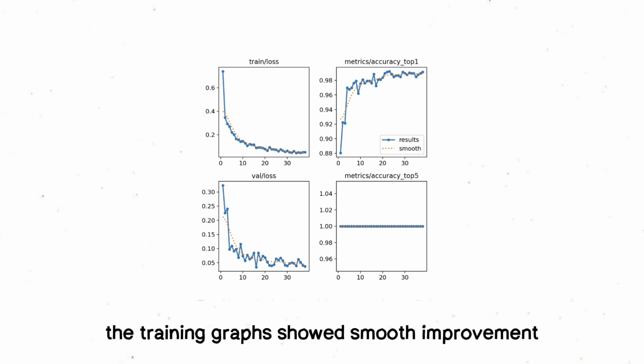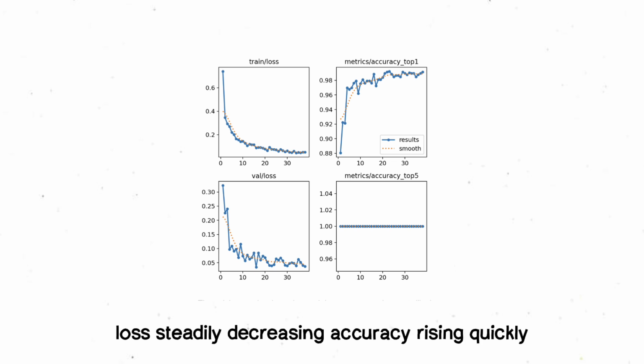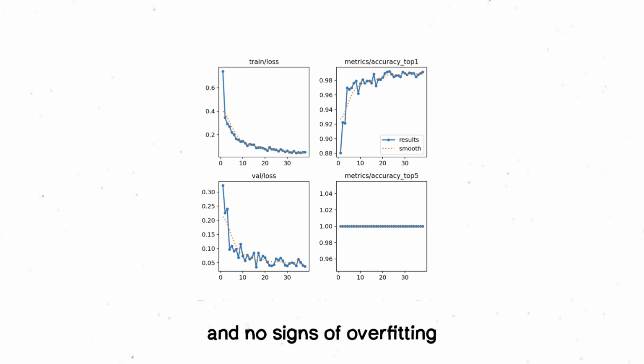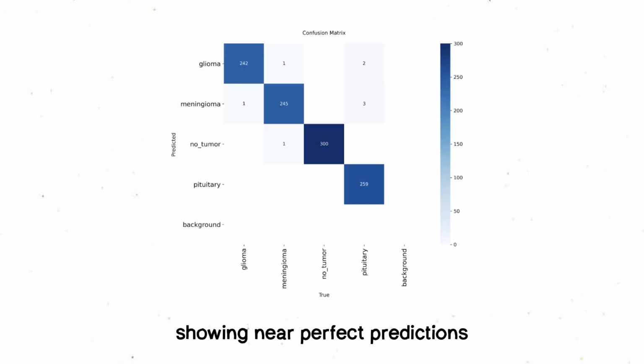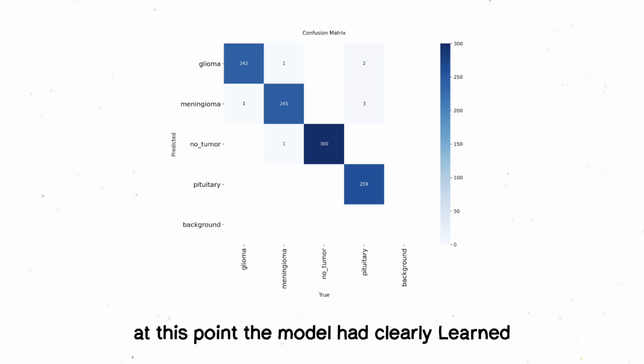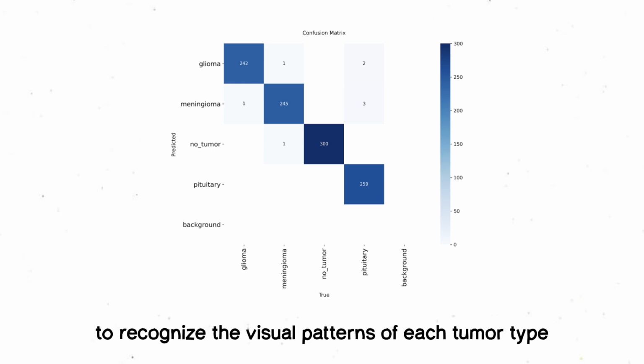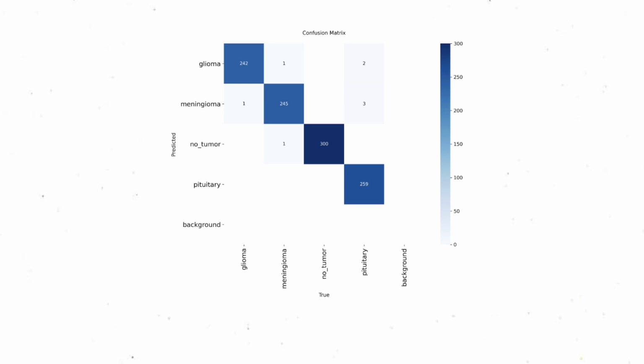The training graphs showed smooth improvement, with loss steadily decreasing, accuracy rising quickly, and no signs of overfitting. YOLO V8 also generated a confusion matrix showing near-perfect predictions, which showed almost all 4 classes correctly classified. At this point, the model had clearly learned to recognize the visual patterns of each tumor type.